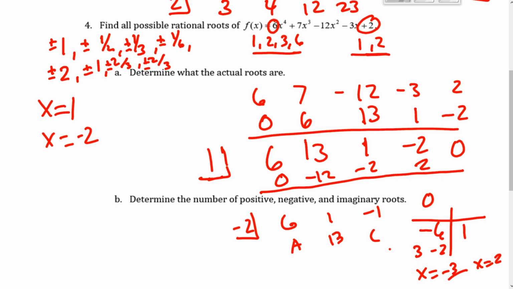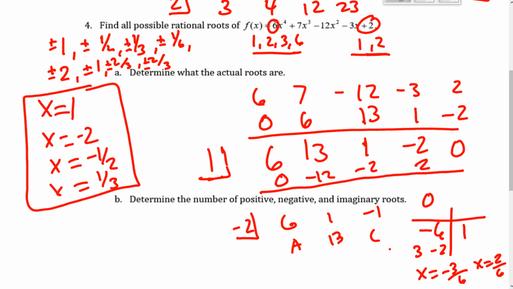But I need to divide them by my A, which is 6. So I get -1/2, which I thought I might have found, but then I was wrong because I had a -2 as my constant when it's +2, and then 1/3. So x equals -1/2 and x equals 1/3. So those are all my answers.